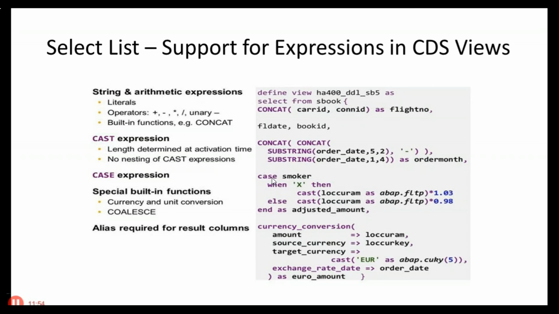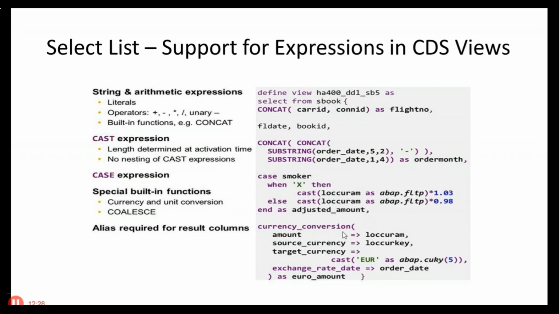We have case and end as adjusted amount. So when x, then cast as this one, and else cast as this one. So we are writing a condition here, checking the condition, and then according to that we proceed. In normal ABAP we have case, and we say others, so instead of else we'll go for others. Here we have else and we are putting a condition again.